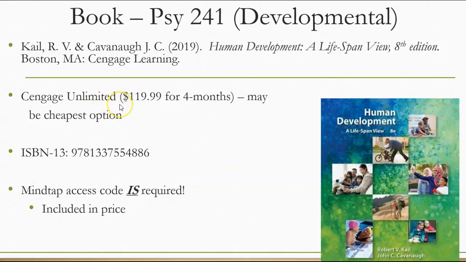Cengage Unlimited is like a Netflix subscription for books. If you're taking multiple classes that are using Cengage as the book publisher, it might be the cheapest option. So you can either get this as a standalone book, or you could do Cengage Unlimited if you're taking multiple classes. Just be thinking about that, but you will need access to MindTap.